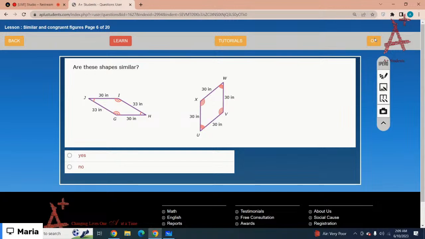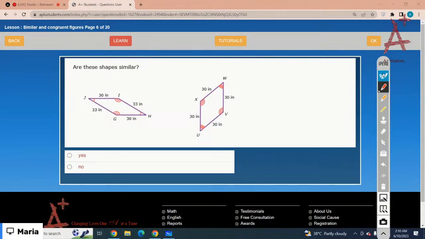Okay, are these shapes similar? Just look at their angles. If you rotate this image, move W this side, then I is congruent to J, sorry, J is congruent to W, I is congruent to V, G is congruent to X, and H is congruent to U. Angles are congruent, and also their side lengths.